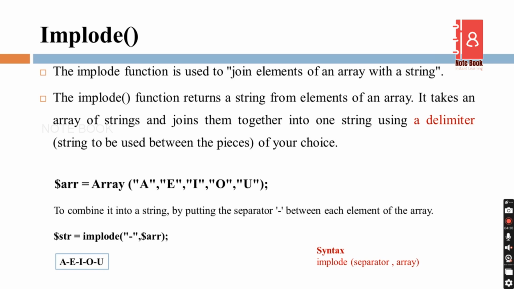Then implode. The implode function is used to join the elements of an array with a string. This function returns a string from elements of an array, and takes an array of strings and joins them together into one string. So $array is equal to array of A, E, I, O, U. To combine it into a string, we have to use the separator. So $str is equal to implode of the separator, hyphen, comma, $array. So A-E-I-O-U, which will be printed.